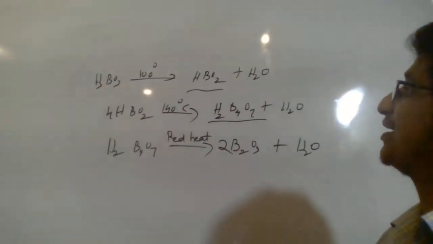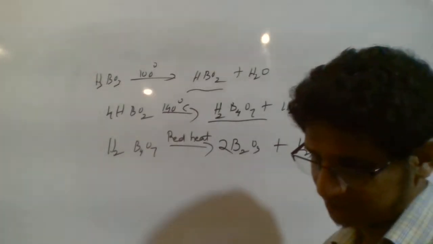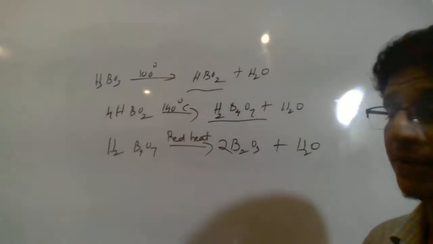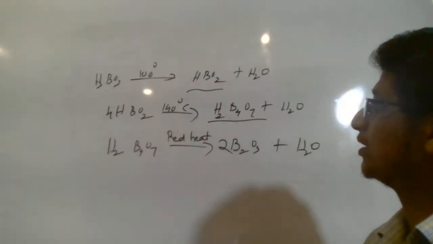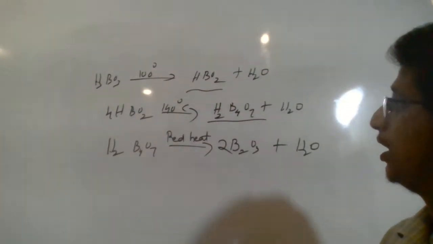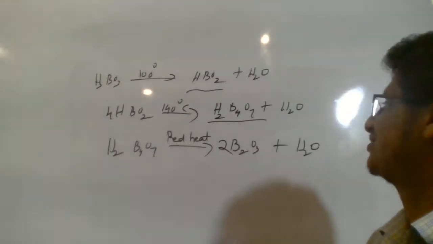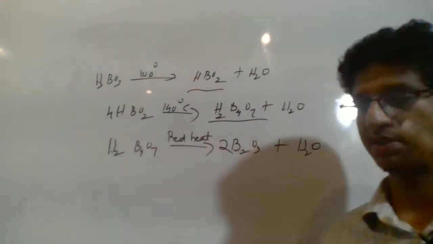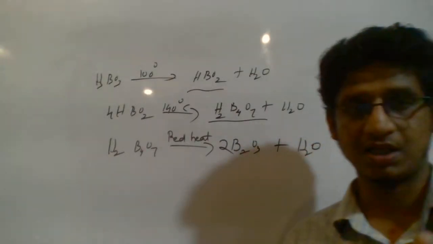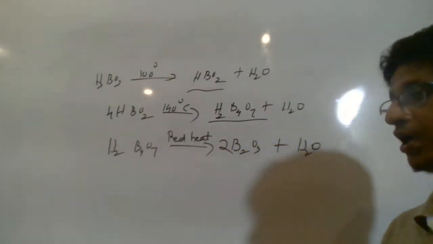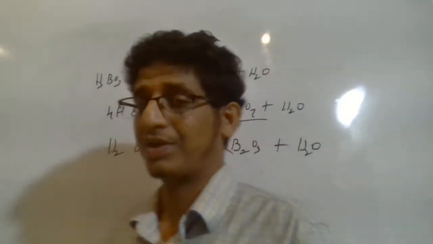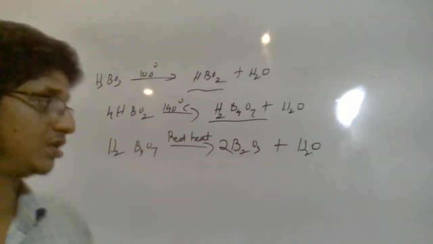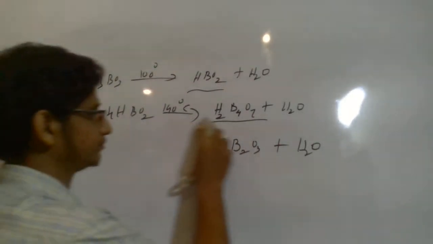First, metaboric acid will be formed. This metaboric acid, on heating at 140 degrees Celsius, gives tetraboric acid, which on further heating at a very high temperature, red heat, gives boric anhydride, or boron trioxide. So this is the action of heat that you have to learn.